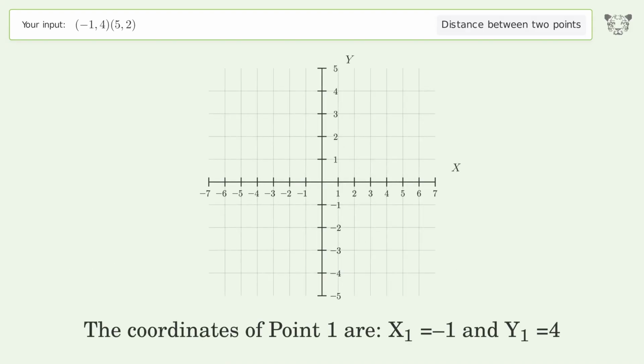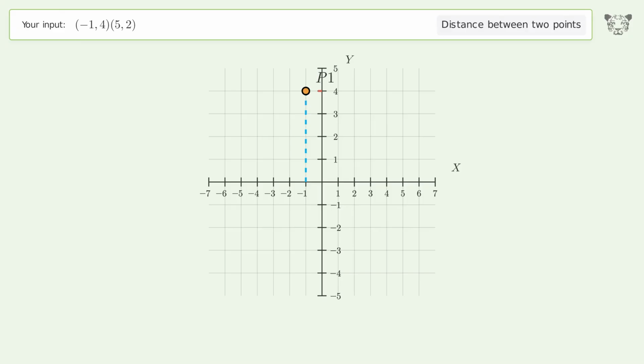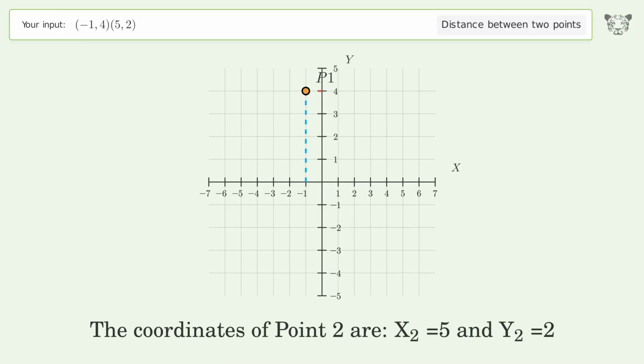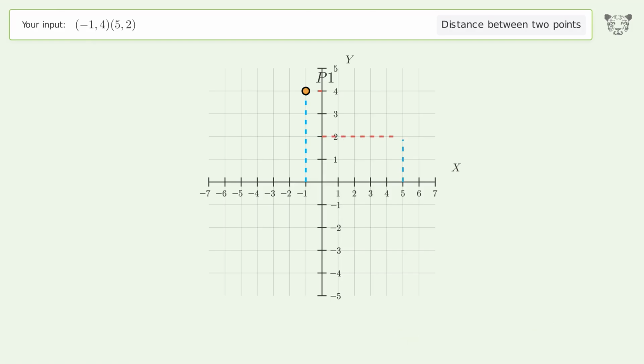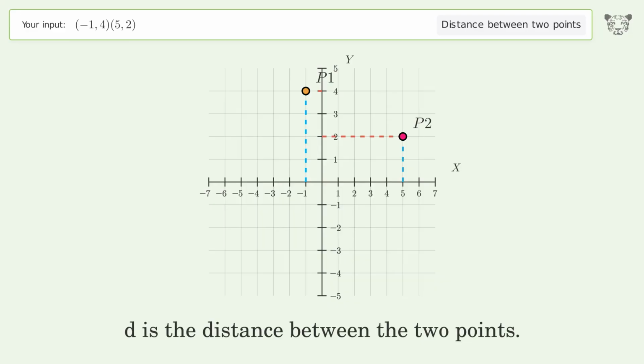The coordinates of point 1 are x1 equals -1 and y1 equals 4. The coordinates of point 2 are x2 equals 5 and y2 equals 2. D is the distance between the 2 points.